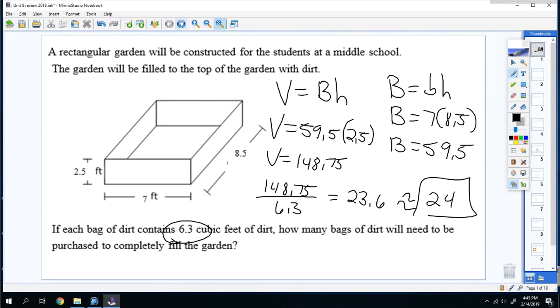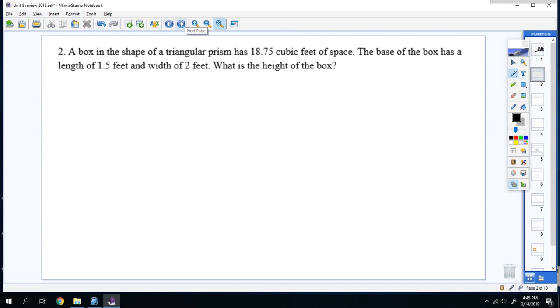All right, number 2. A box in the shape of a triangular prism has a volume of 18.75 cubic feet of space. The base of the box has a length of 1.5 feet and a width of 2. What's the height of the box? So we're going to find the height of the triangular prism when we're given the volume. So the volume formula is still V is equal to big B times H.